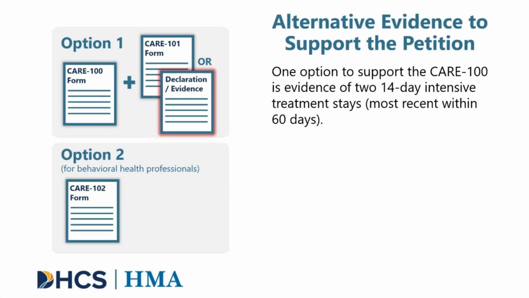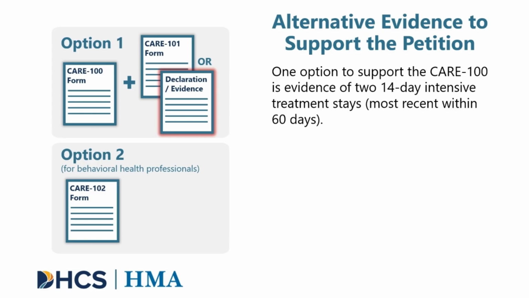Remember that there are two options for completing a petition. We've largely been talking about information that could be included in the CARE 100, CARE 101, or the CARE 102 forms. Remember, if you're completing a CARE 100 form, you'll need to work with a licensed behavioral health professional to complete a CARE 101 form, which will contain many of the details we've just discussed, or use alternative evidence that the respondent was detained for at least two 14-day holds or hospitalizations, the most recent within the past 60 days.